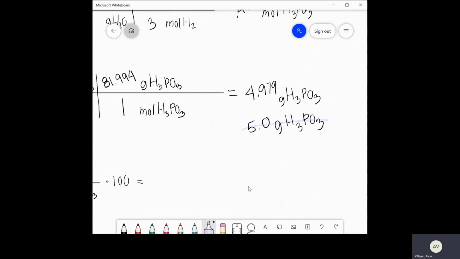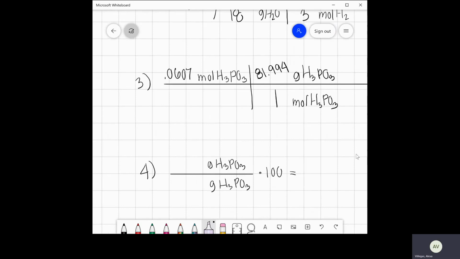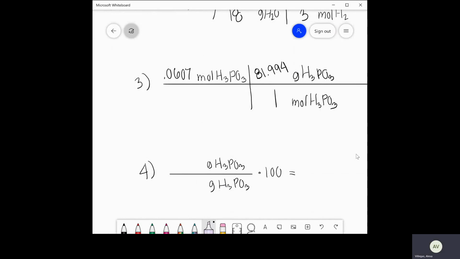Now, if I told you that in lab, what you actually made was 3.5 grams, from this, calculate the percent yield. So again, what you're going to do is actual from lab over your theoretical, which is 5. Divide these two, multiply by 100, and you get a 70% yield.